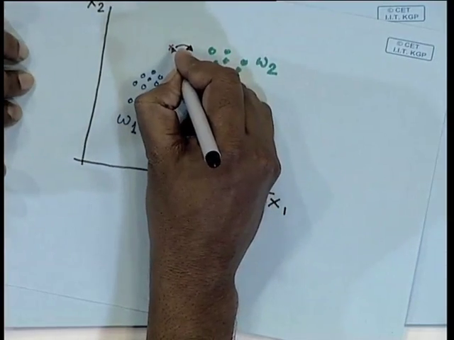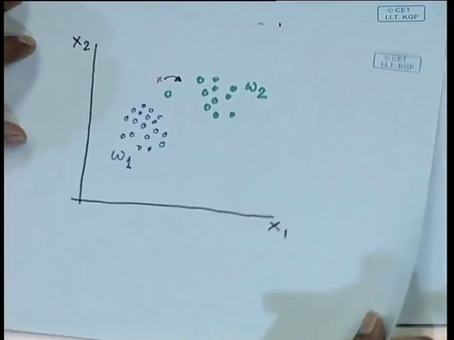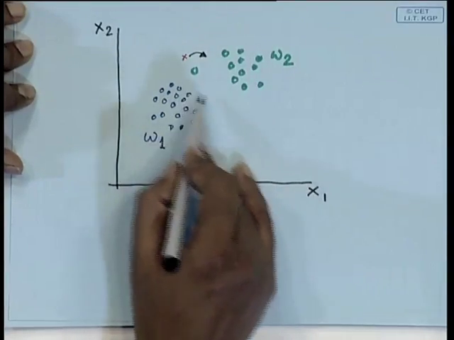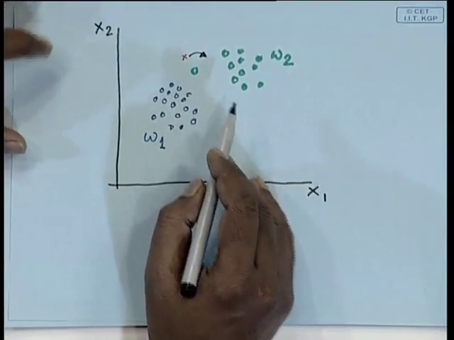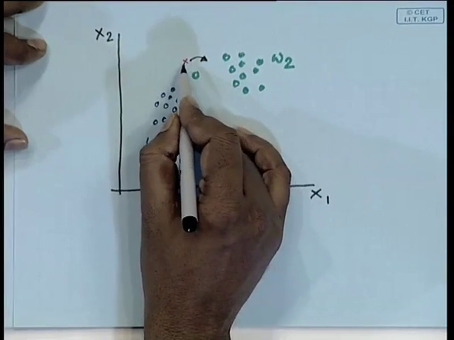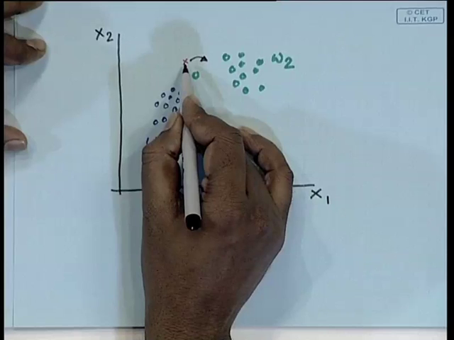this is the position of the unknown sample, and these are the samples which are from class omega 1, these are the samples from class omega 2, right. So, what I do is I try to incorporate k number of samples which are nearest to this. Okay.